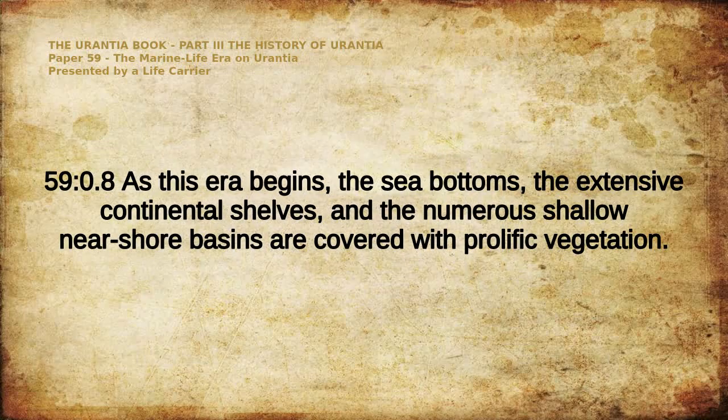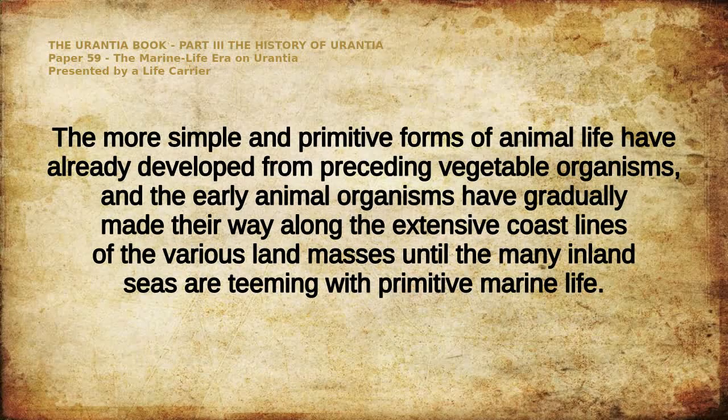As this era begins, the sea bottoms, the extensive continental shelves, and the numerous shallow near-shore basins are covered with prolific vegetation. The more simple and primitive forms of animal life have already developed from preceding vegetable organisms, and the early animal organisms have gradually made their way along the extensive coastlines of the various land masses until the many inland seas are teeming with primitive marine life.